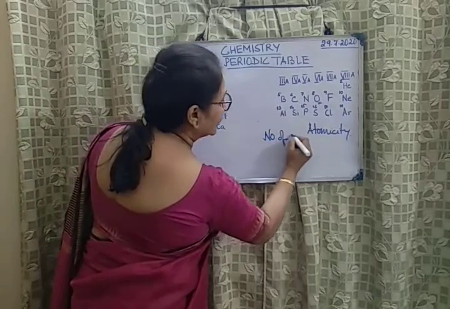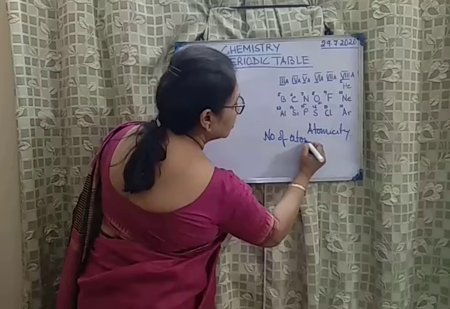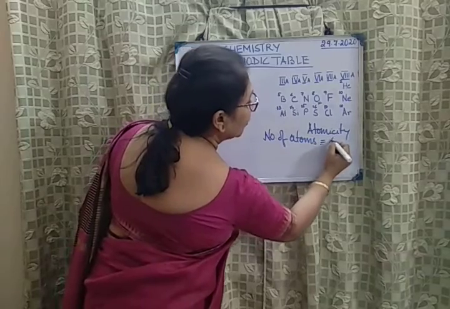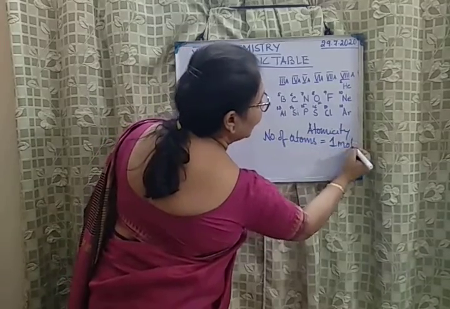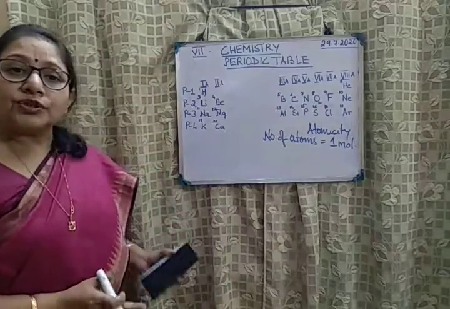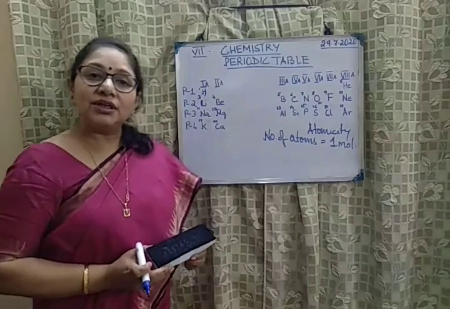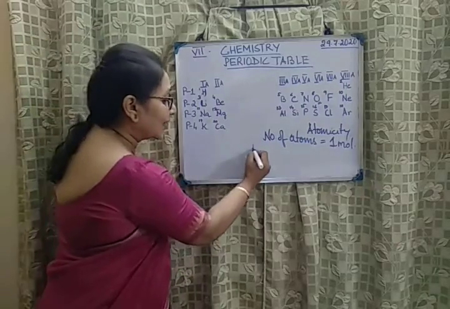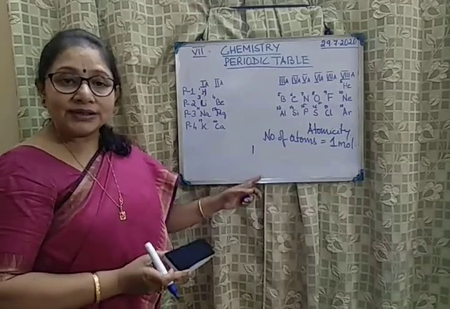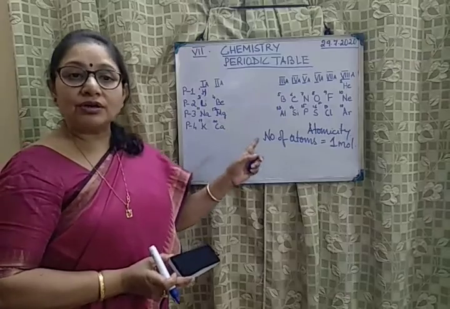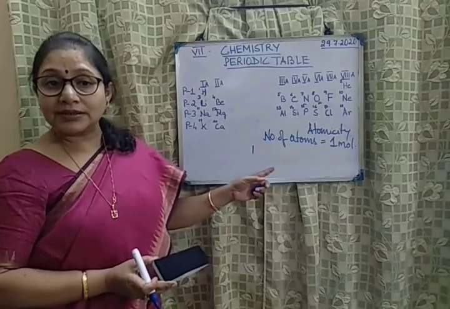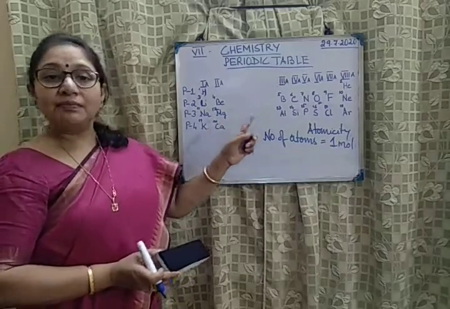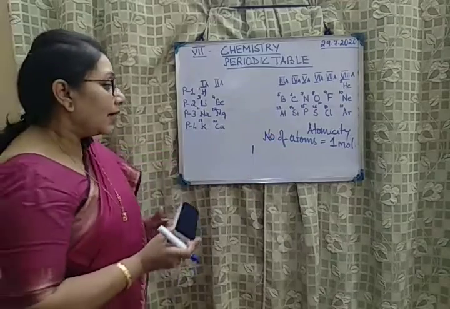Number of atoms required to form one molecule of an element. Most of the metals, the metalloids and noble gases have atomicity 1. That means one atom of these metals, metalloids and noble gases can behave as one molecule.